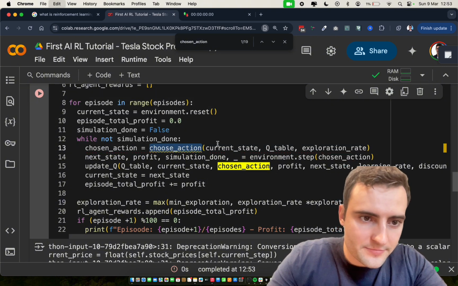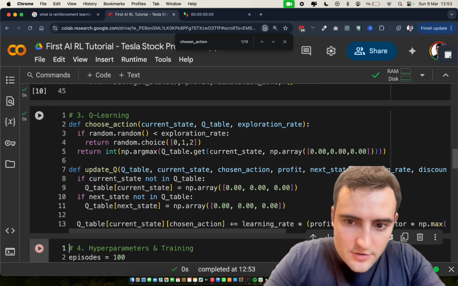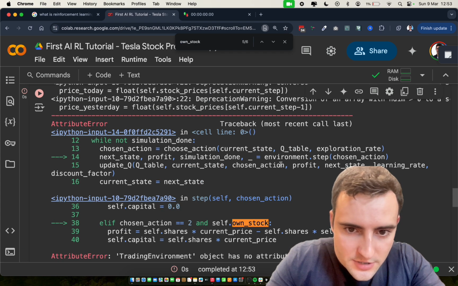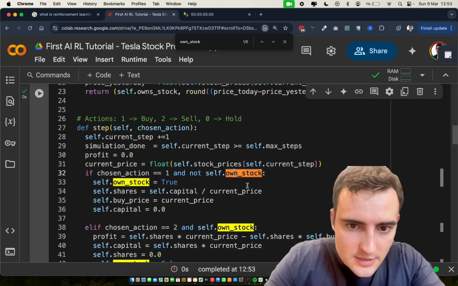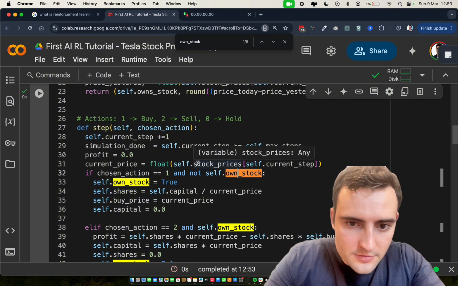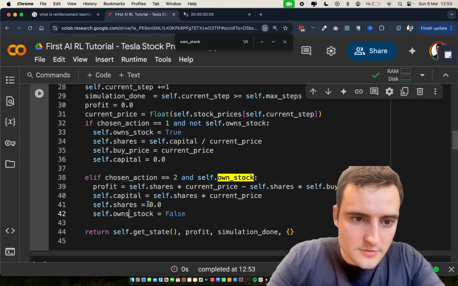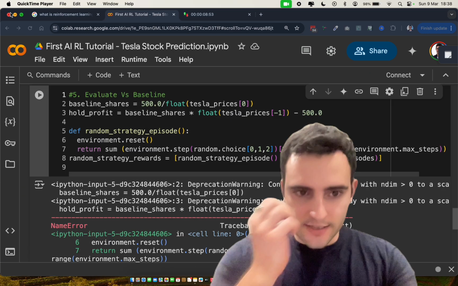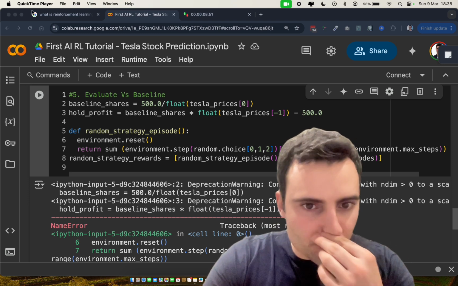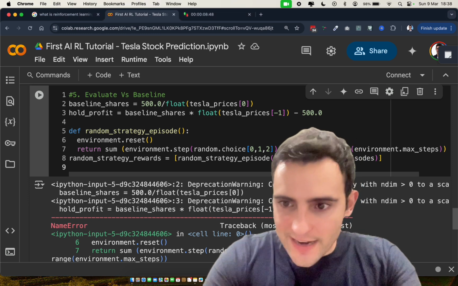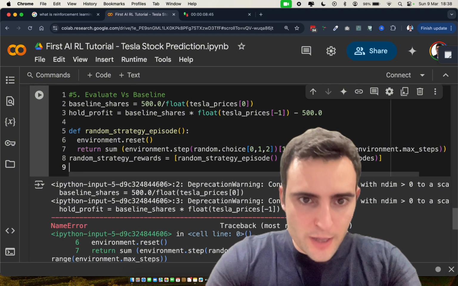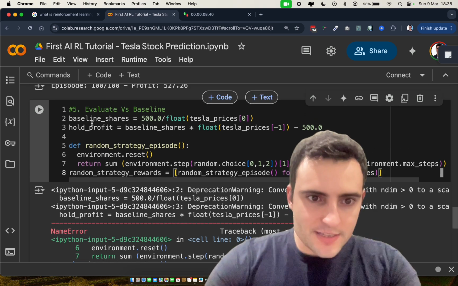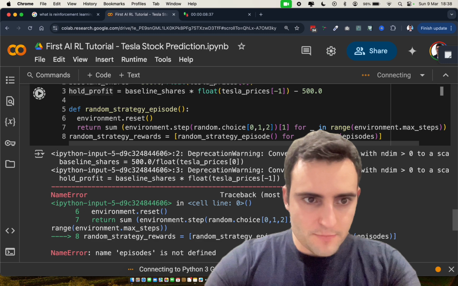And so if I write here, has no own stock, so it shouldn't be own stock, it should be owns stock. So owns. And there we go, it's actually running and thinking. So, what we're going to do here is look at the random strategy. So we have this strategy that creates randomly different outcomes.